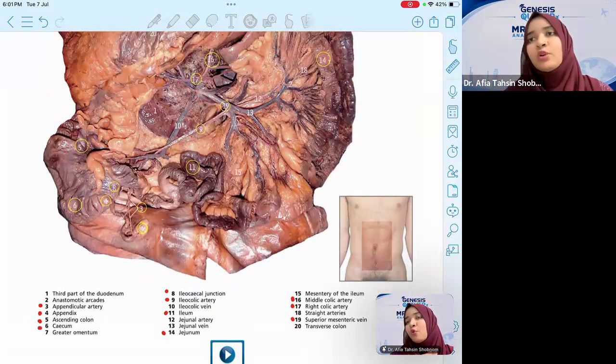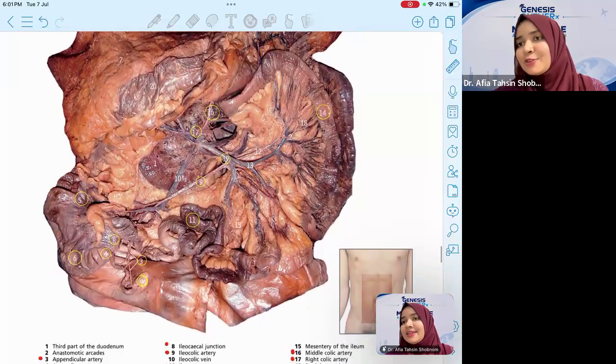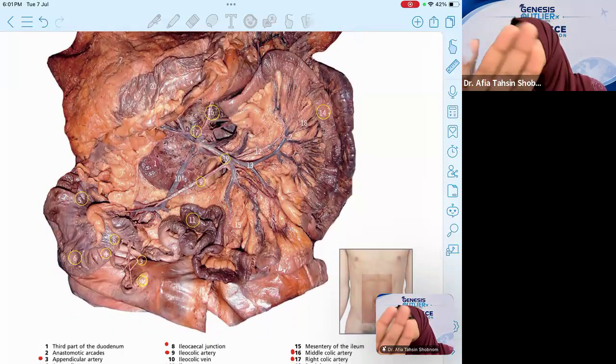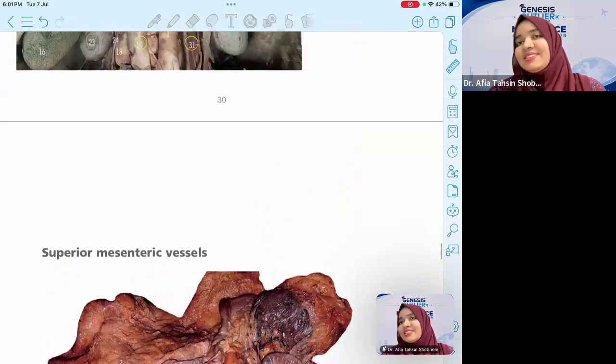Don't go through the whole cadaveric image in your final revision. About 10 days before your exam, just go through the structures I have marked. Don't go through the complex structures. Okay, any question?